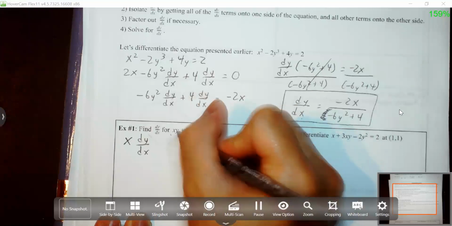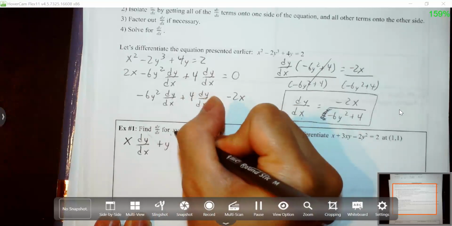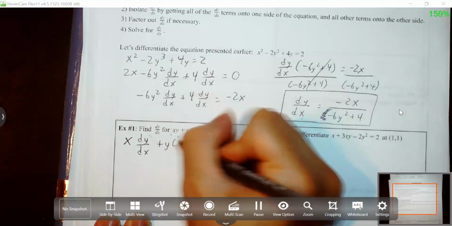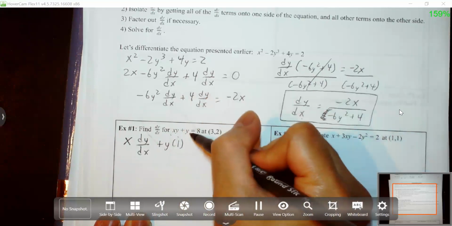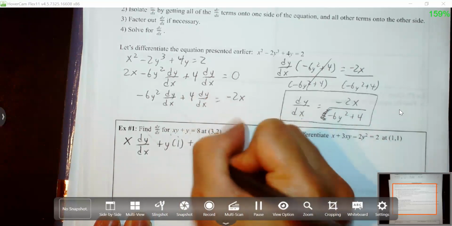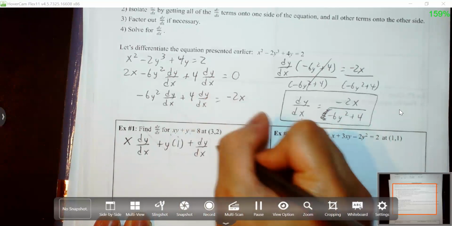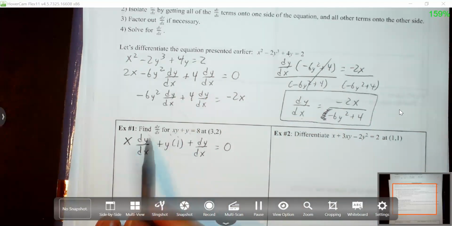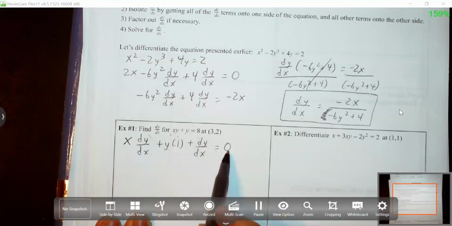Plus the second function times the derivative of the first, which is the derivative of x is just 1, plus the derivative of y, and the derivative of 8 is 0. So once again, I see x times y, so I have to do the product rule. First times derivative of the second, x, the derivative of y is dy/dx, plus the second, which is y, times the derivative of x, which is just 1, plus the derivative of y, it's dy/dx, is equal to 0.